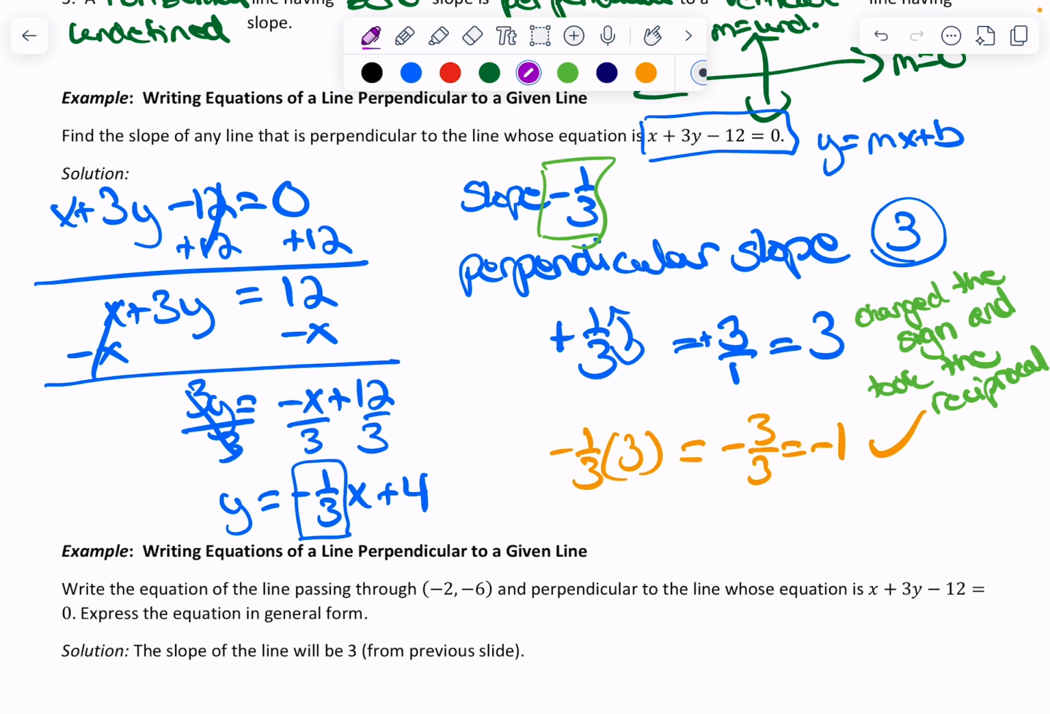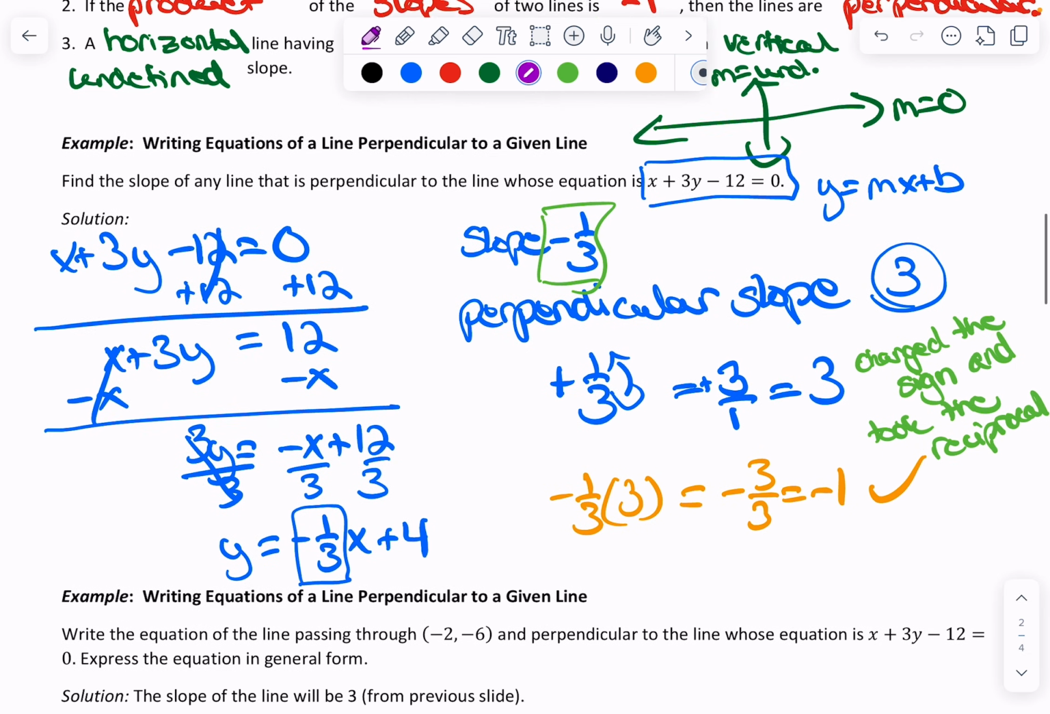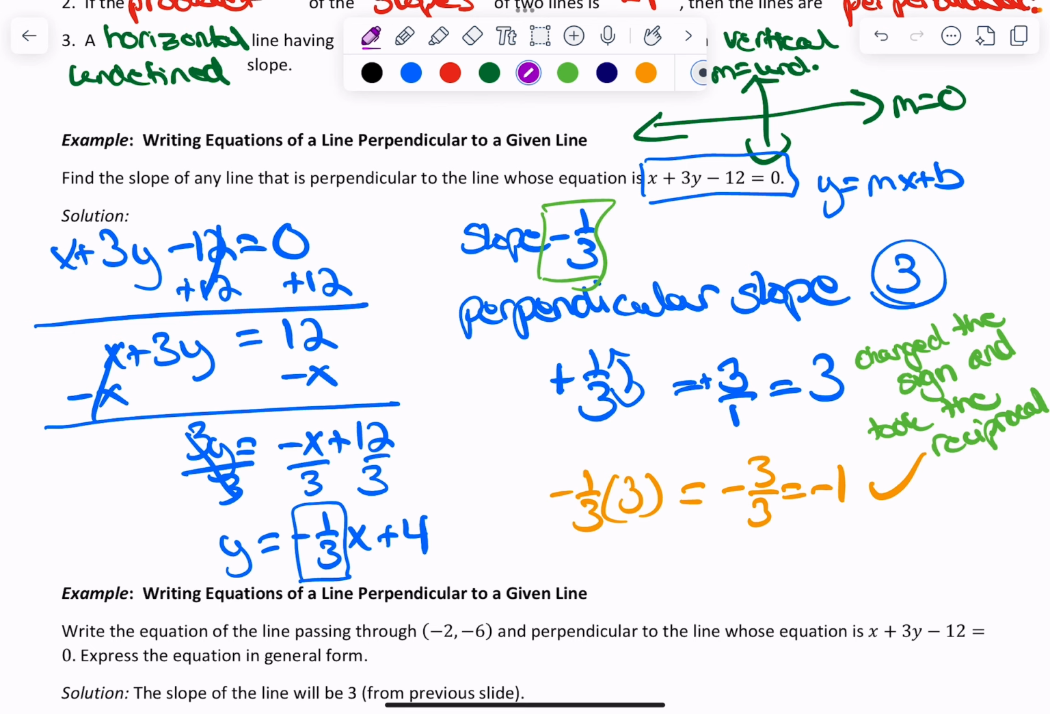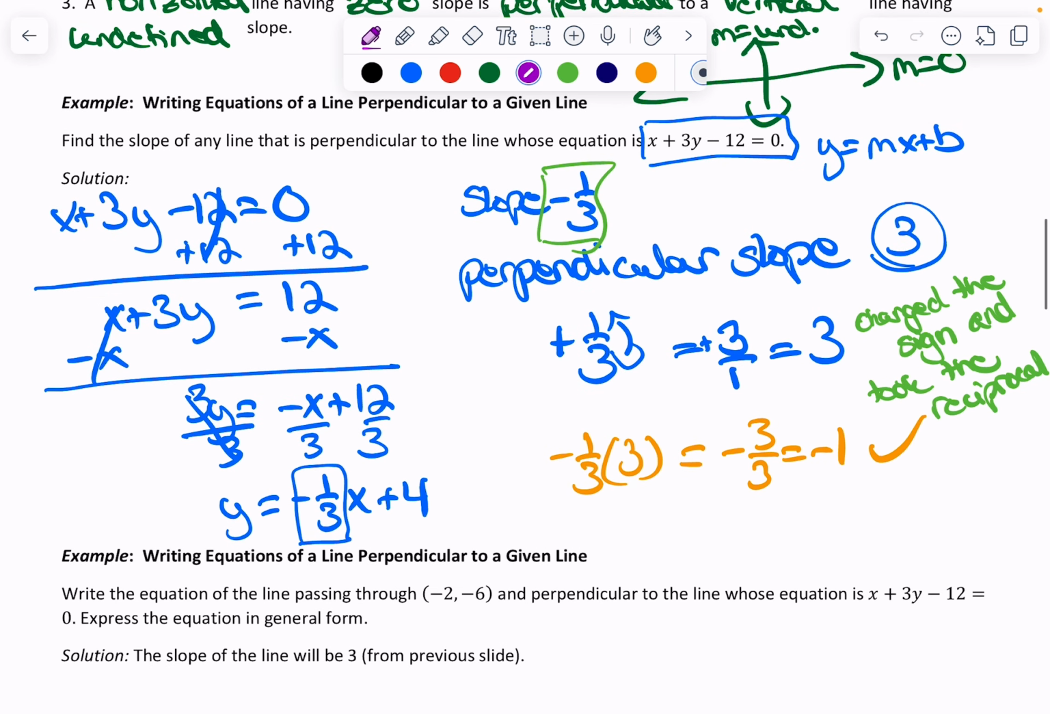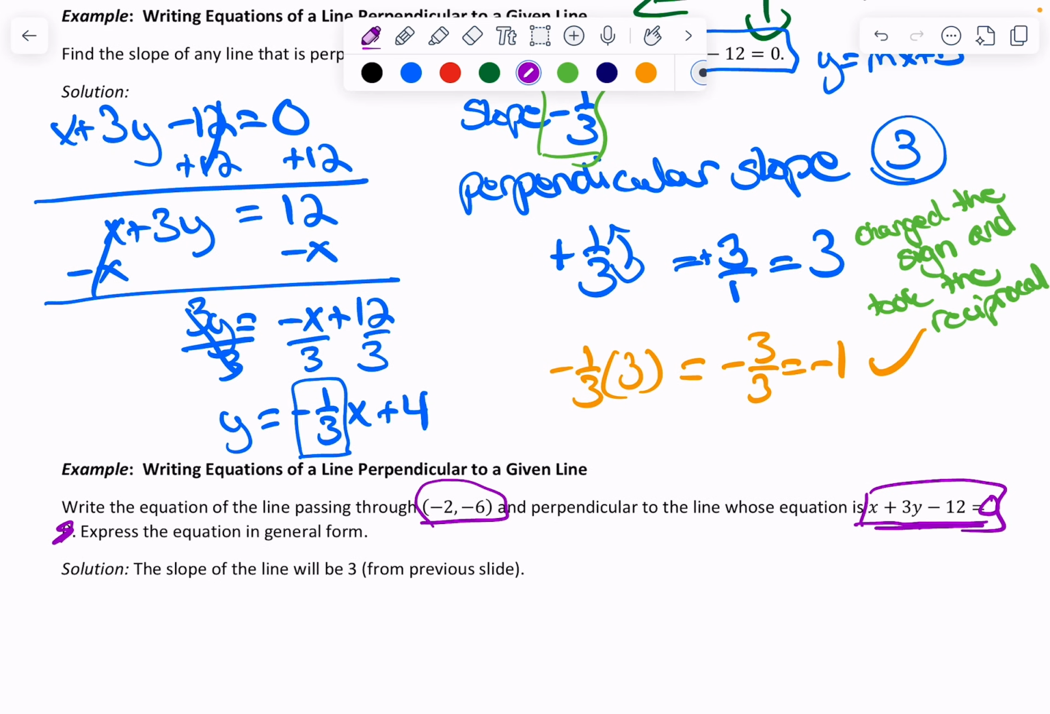Okay, now, this was all we needed for this one, was the slope. Now we're going to write the equation of the line passing through (-2, -6) and perpendicular to the line whose equation is x plus 3y minus 12 equals 0. Okay, this is the exact same line that we just did with the example, so we can just say from the previous example that m equals 3, because we already calculated the slope.